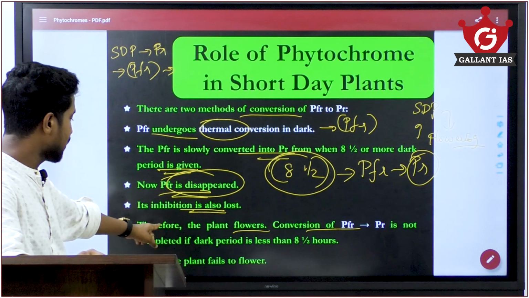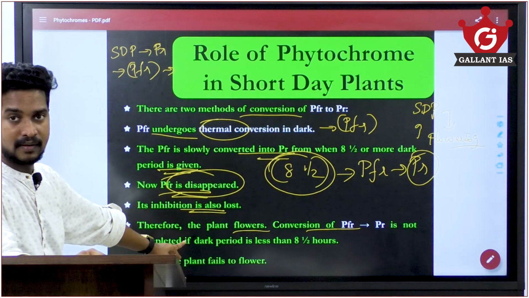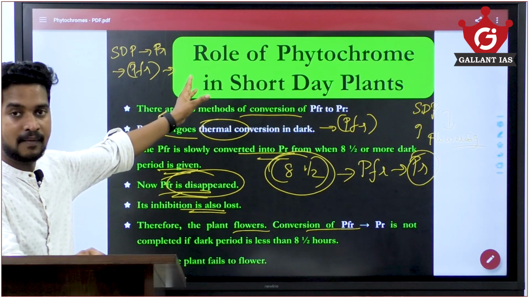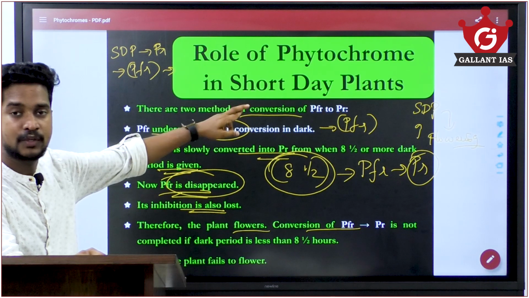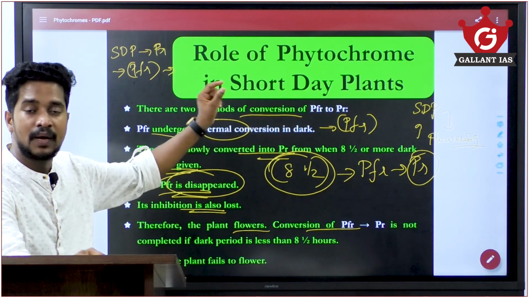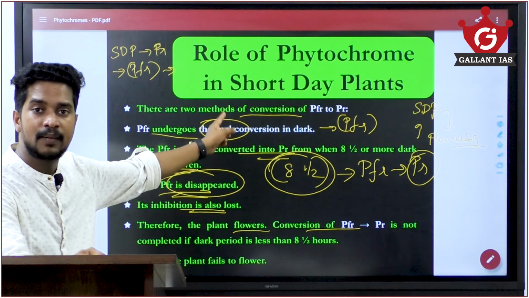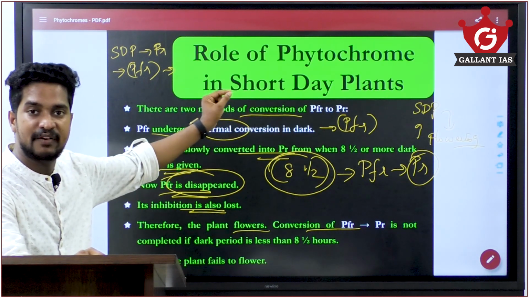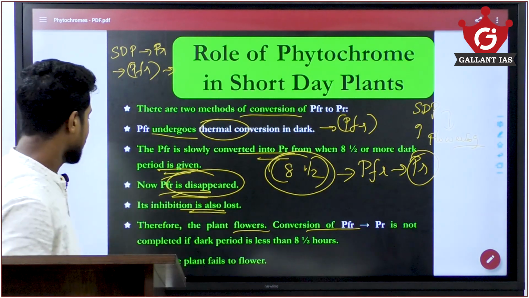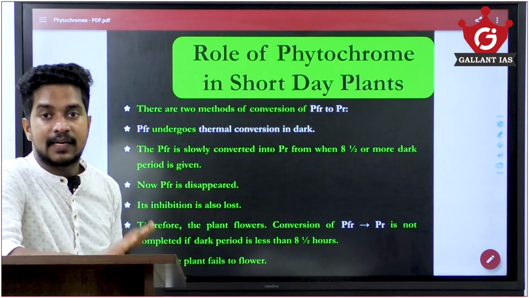One more thing is important. We already mentioned that at the end of the light period, PFR accumulates. Whatever PFR accumulates is converted back to PR for flowering in short day plants. For the completion of this PFR to PR conversion, a minimum of 8 and a half hours is necessary. If the darkness is less than 8 and a half hours, the conversion is not completed. Therefore, PFR is still present and it inhibits flowering in short day plants. So the PFR to PR conversion is not completed if the dark is less than 8 and a half hours, and the plant fails to flower. Hope it's clear.